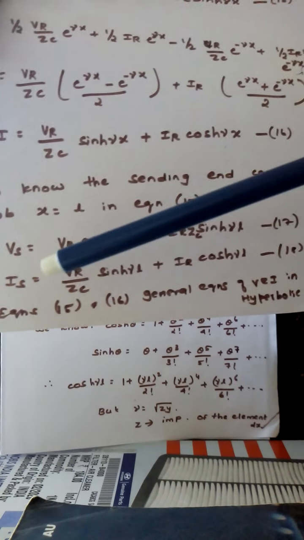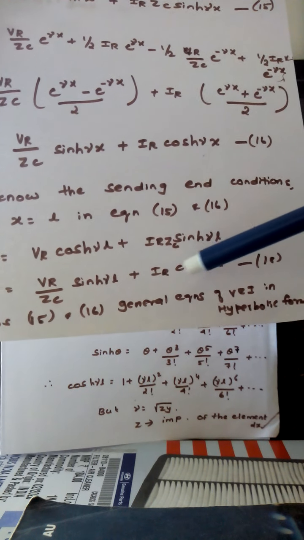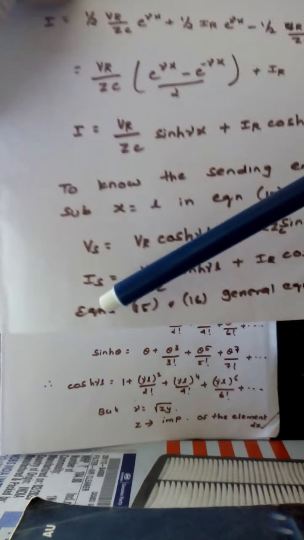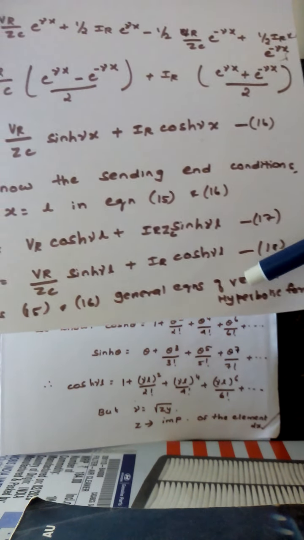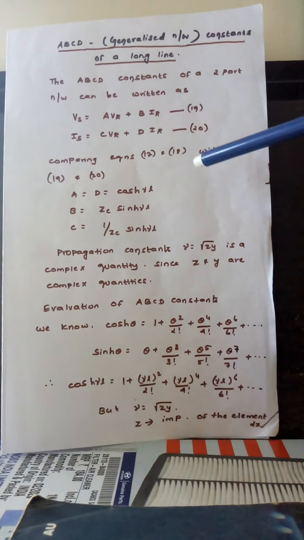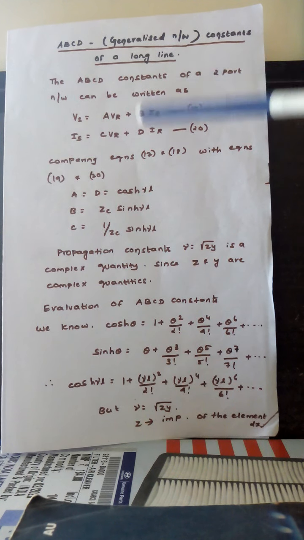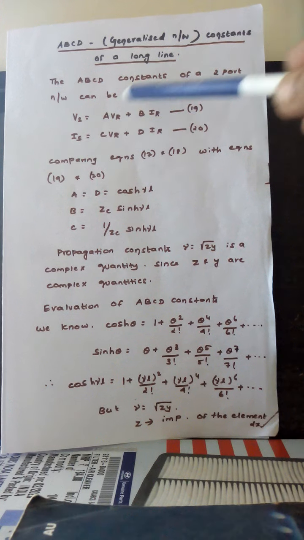So our Vs is equal to Vr cosh γL plus Ir into Zc sinh γL, and Is is equal to Vr by Zc into sinh γL plus Ir into cosh γL. We got the equations for Vs and Is. That equation we are comparing with the general equation, so we'll get what A, B, C and D are.